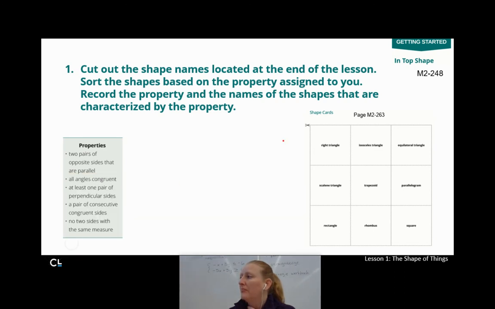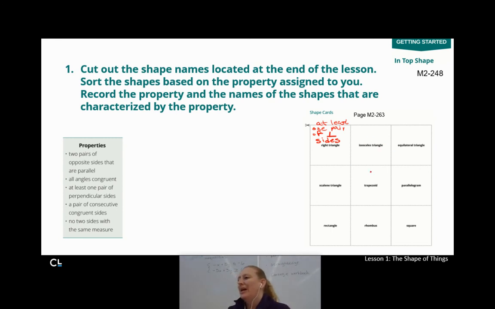Grab a different color here. So one pair. All right, at least one pair of perpendicular sides, and I'm going to use a symbol that means perpendicular, okay? Perpendicular sides. A pair of consecutive congruent sides, not necessarily. By the way, consecutive just means they're next to each other, the sides next to each other the same. No two sides with the same measure, not necessarily for a right triangle.